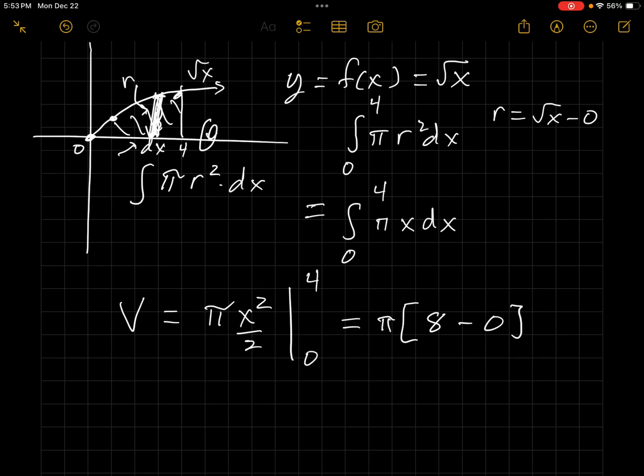that if I were to take the region bounded above by y equals root x, below by the x-axis, on the interval x equals 0 to x equals 4, and revolve that region 360 degrees about the x-axis, the volume of the shape that it makes would be 8 pi.